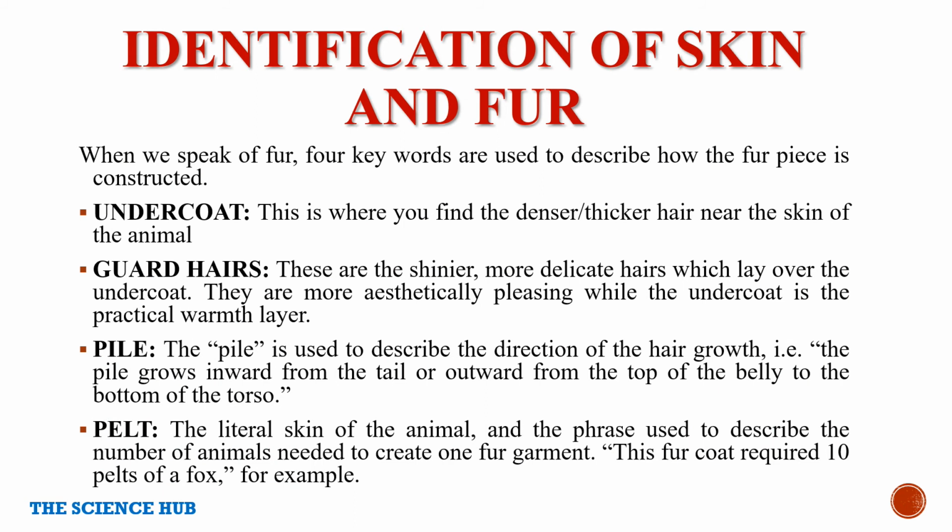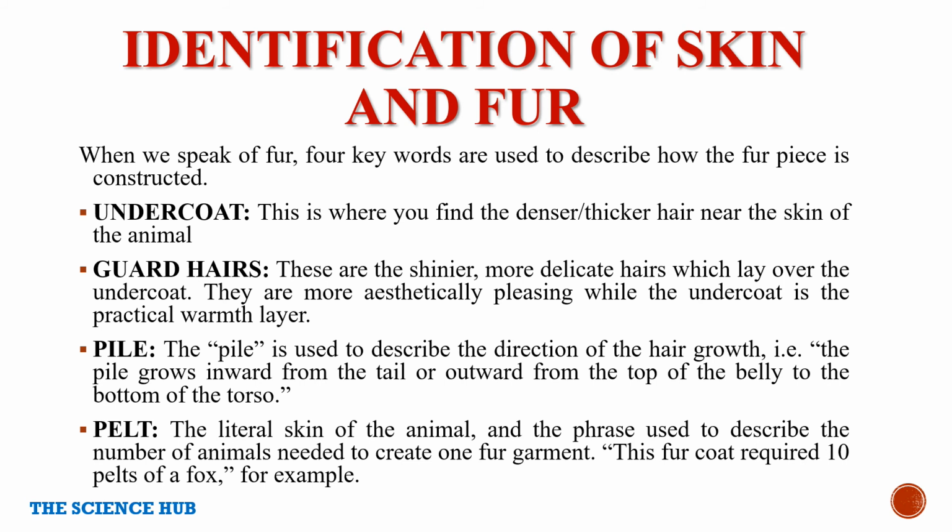When we speak of fur, four key words are used to describe how the fur piece is constructed: undercoat, guard hairs, pile, and pelt. Undercoat. This is where you find the thicker, denser hair near the skin of the animal. Guard hairs. These are the shinier, more delicate hairs which lay over the undercoat. They are more aesthetically pleasing, while the undercoat is practically the warmth layer.